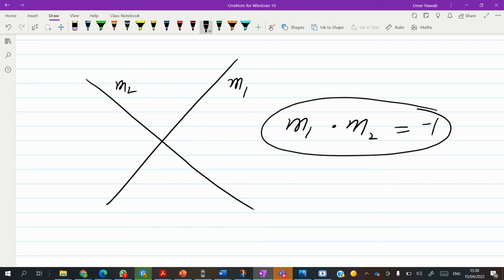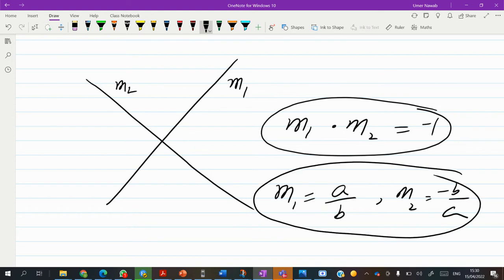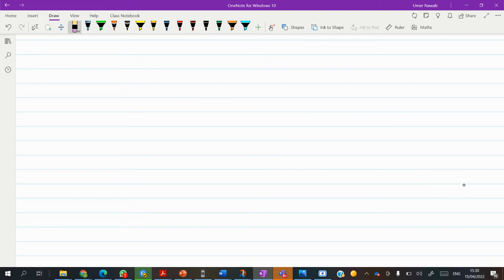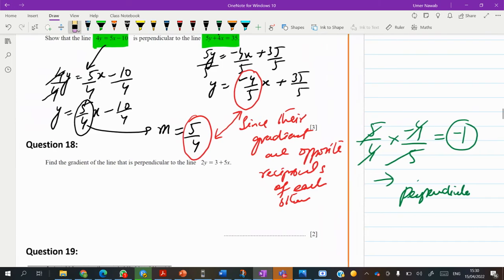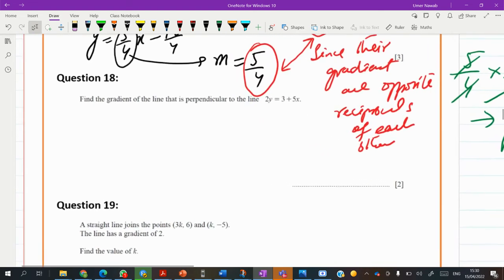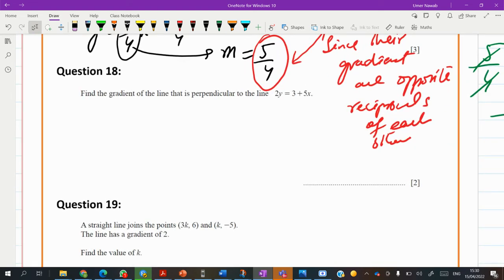So this is the second thing which I have told you about the perpendicular line. Otherwise, if one gradient is a over b, the perpendicular gradient will be minus b over a. So both things are fine. You can use any condition. If the examiner gives you two lines, you can find their gradients and then multiply the two gradients. If the answer comes minus one, they are perpendicular. If you don't want to do that, you just compare the two gradients. Since they are negative reciprocals, you can say that they are perpendicular.